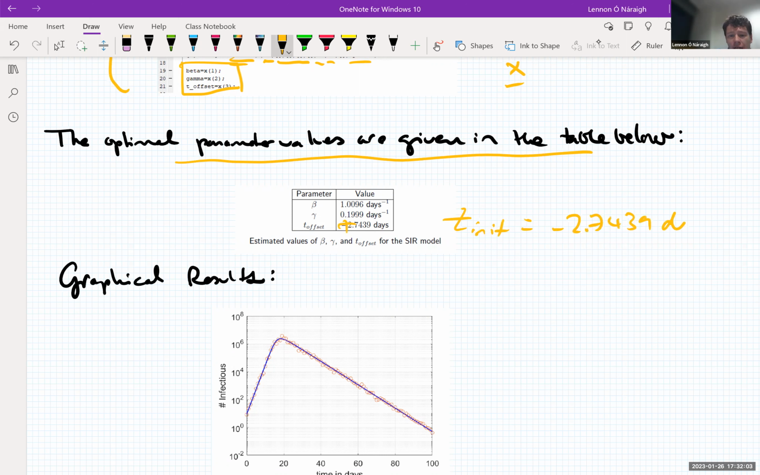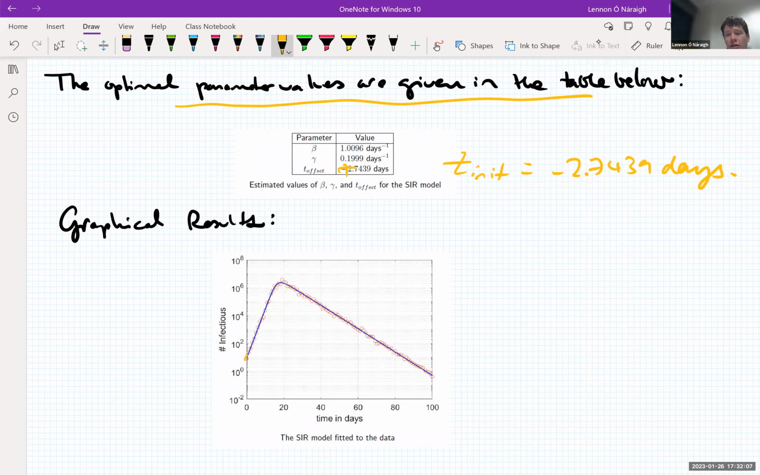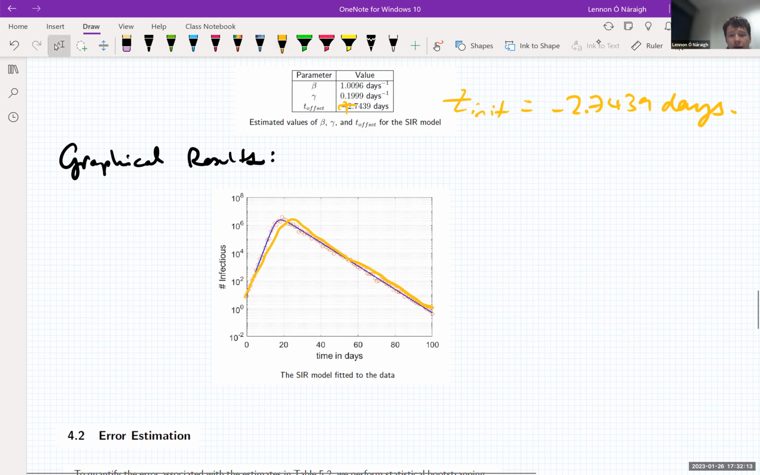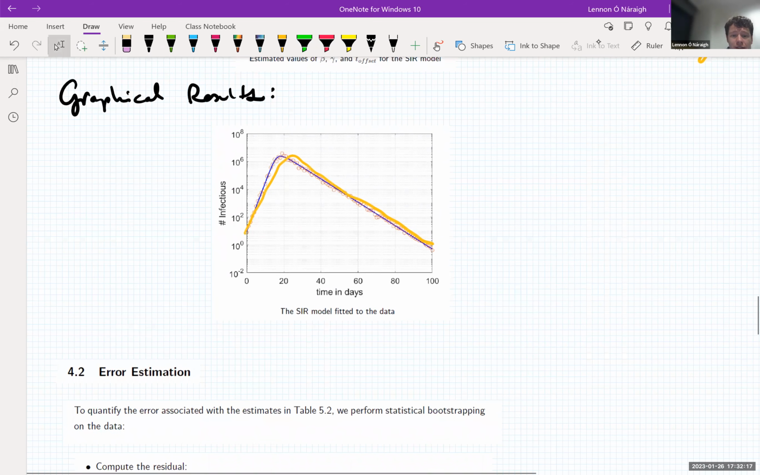days. And the graphical results here, you can see with this particular choice of cost function, where I take the difference of the log, the difference squared of the log, I get really good agreement. So this is my SIR model fitted to the data.